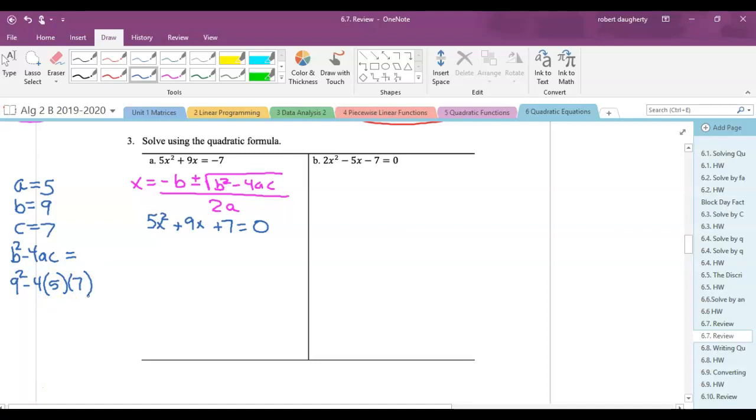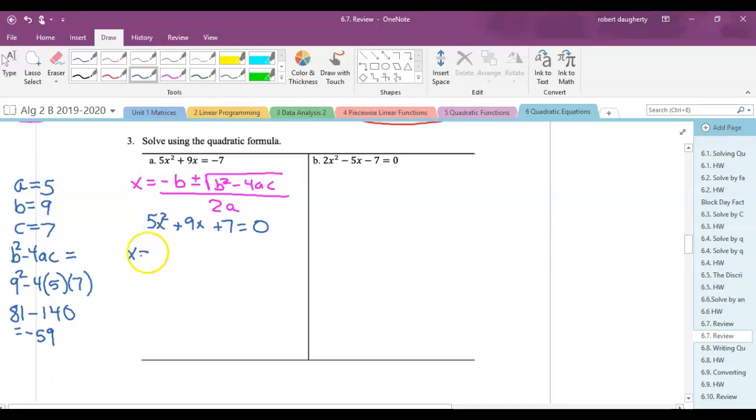So this is going to be 81 minus, what is that going to be, 140. And so 81 minus 140 is going to be negative 59. So I know the discriminant is negative. I expect complex solutions here.